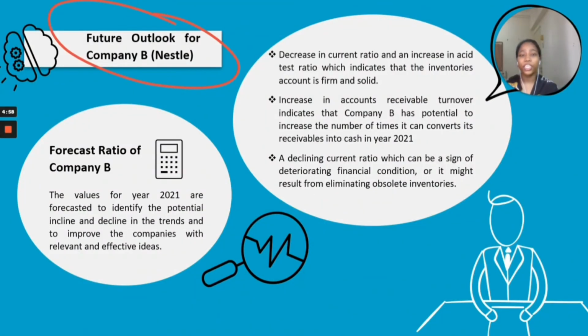The values for year 2021 are forecasted to identify the potential incline and decline in the trends and to improve the companies with effective and relevant ideas. According to the forecasted ratios, which have a similar trend compared with years 2019 and 2020, it can be said there is a decrease in current ratio and an increase in asset test ratio, which indicates that the inventories account is firm and solid and Company B's current assets are not dependent on inventory.